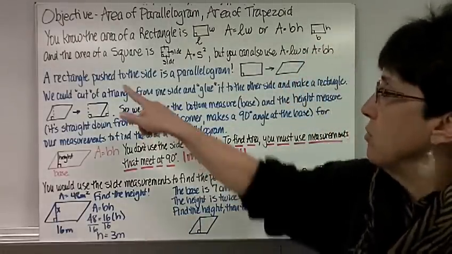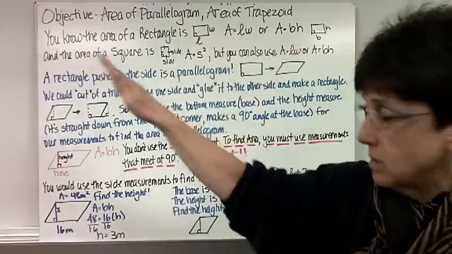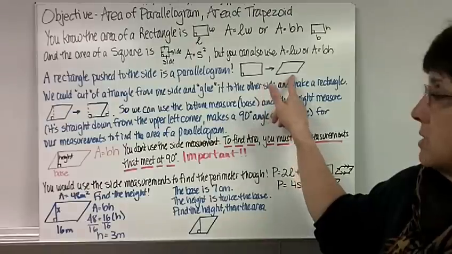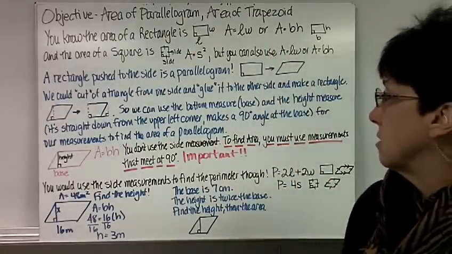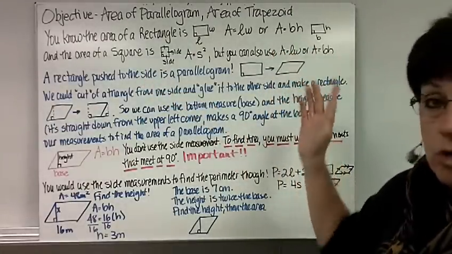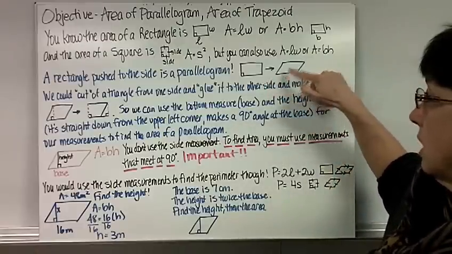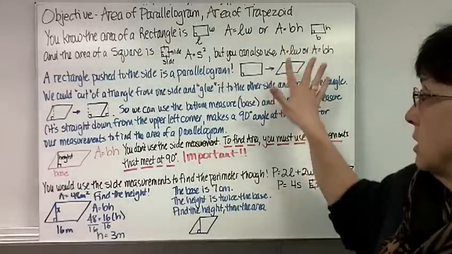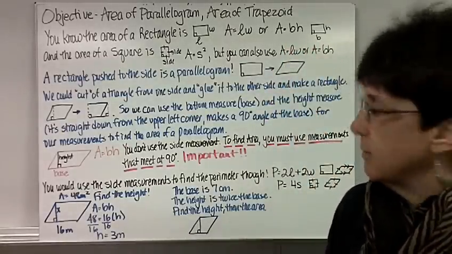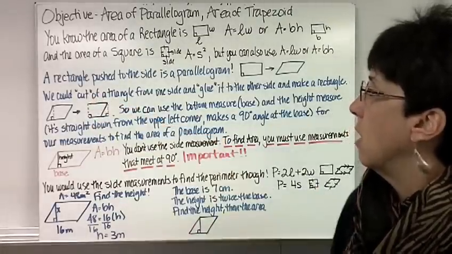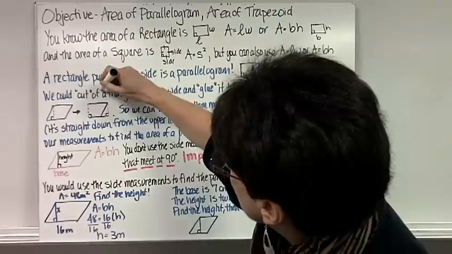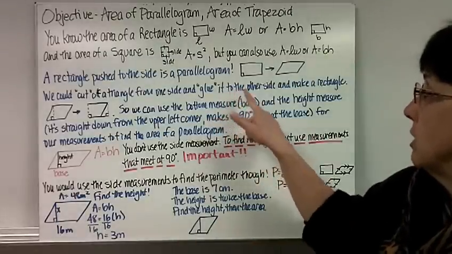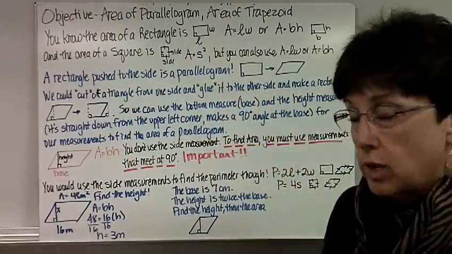So, if you take a rectangle and push it over from one side, you get a parallelogram. Once we take this and push the top over, the base stayed the same, but the top part scooted over, and now the sides aren't straight anymore. The bottom and the top are still parallel, and the sides are parallel, but they're not perpendicular. So think about this. We could cut off a triangle from one side and glue it to the other side and make a rectangle.